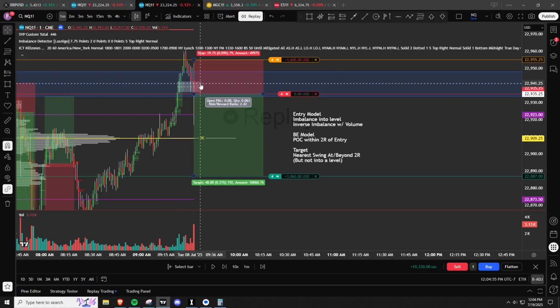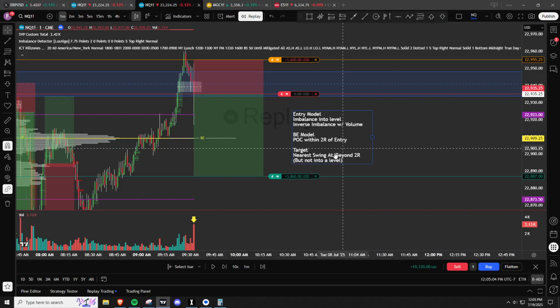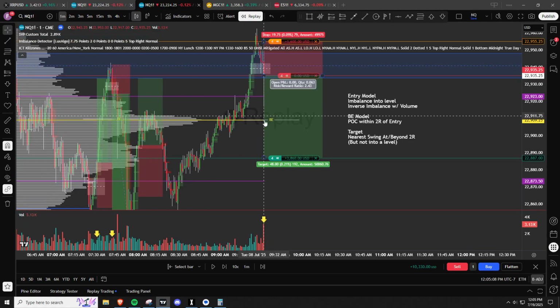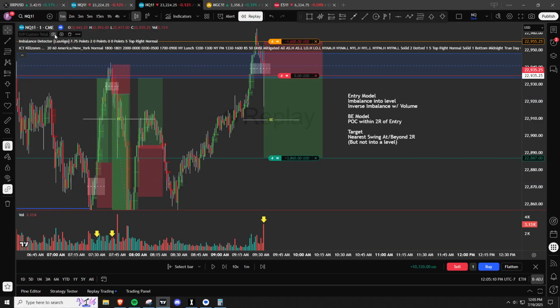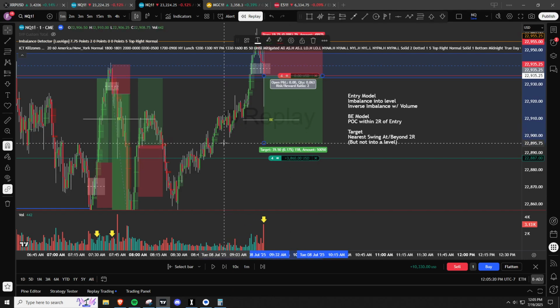So again, entry model: imbalance going into a level. We got the imbalance right here going into a level. We inversed with volume, as we can see down here. Break-even model: we found the highest volume area within our entry and our target. Our target is going to be the nearest swing at or beyond 2R. If we look at 2R, it's right about here. The next nearest spot at or beyond would be down here.